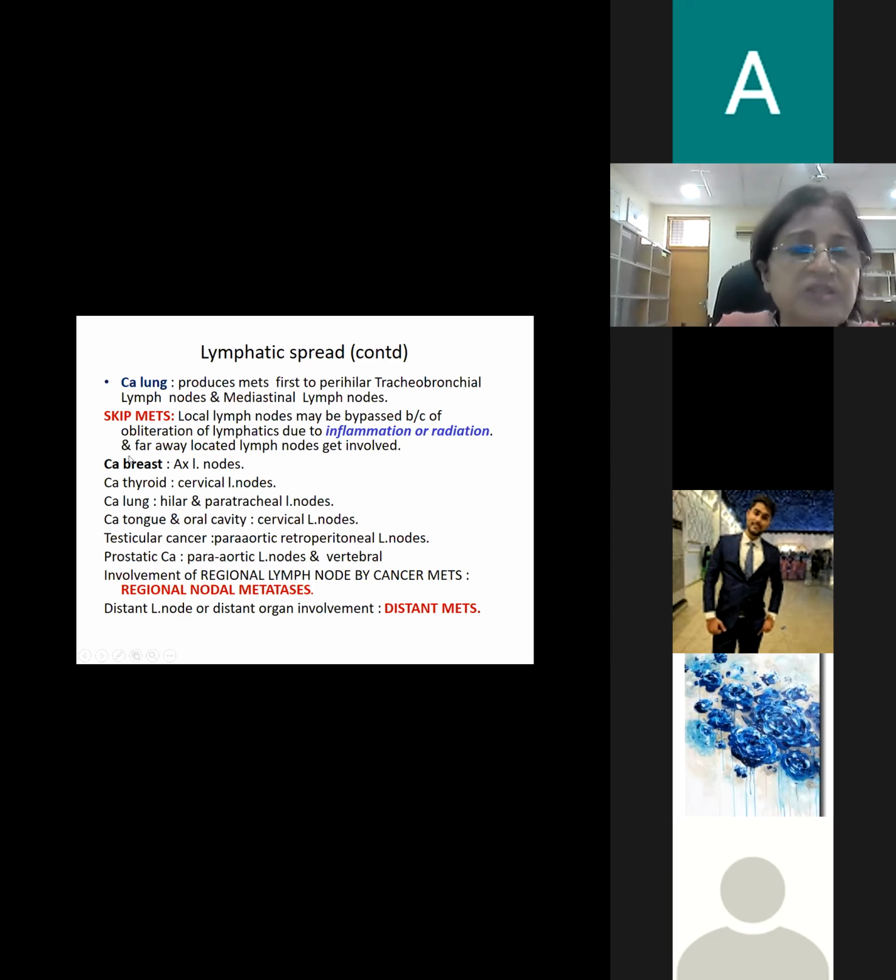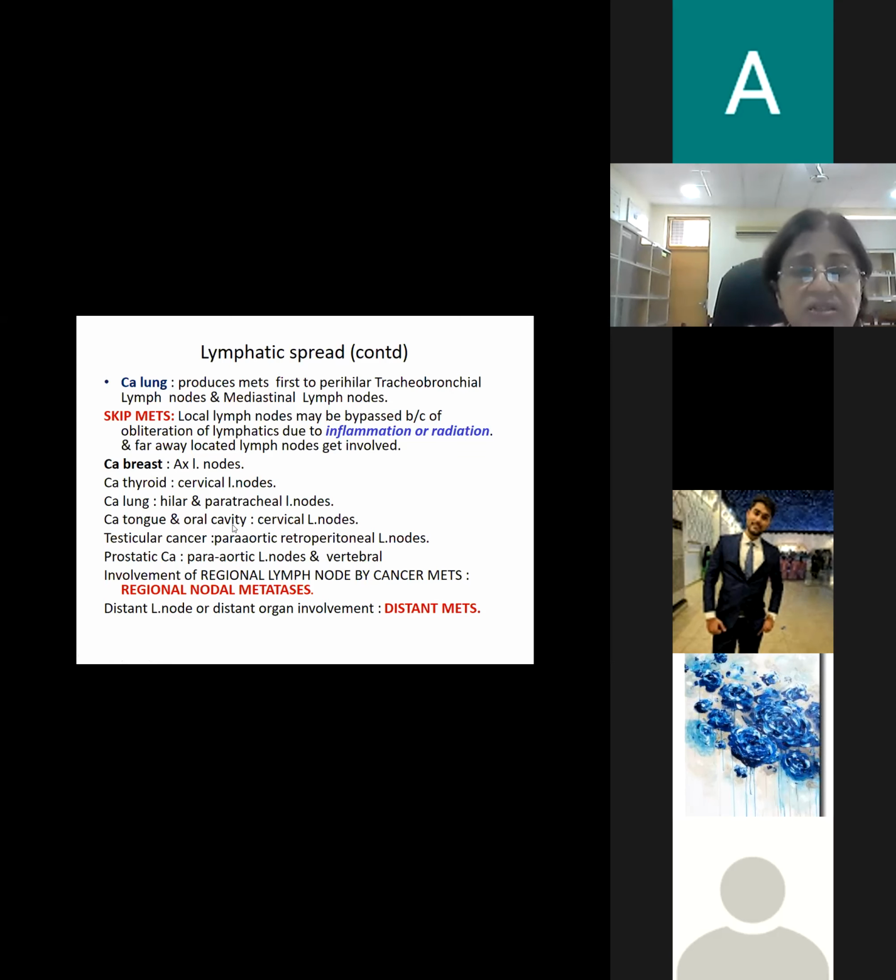Usually cancer of the breast produces its lymphatic deposits in the axillary lymph nodes. Cancer of the thyroid produces its metastatic deposits in the cervical lymph nodes. Cancer of the lung produces its deposits in the hilar and the paratracheal lymph nodes. Cancer of the lung and the oral cavity also produces its deposits in the cervical lymph nodes. For all practical purposes, all head and neck cancers go to the cervical lymph nodes. Okay? Cancer of the lung and oral cavity, cervical lymph nodes.